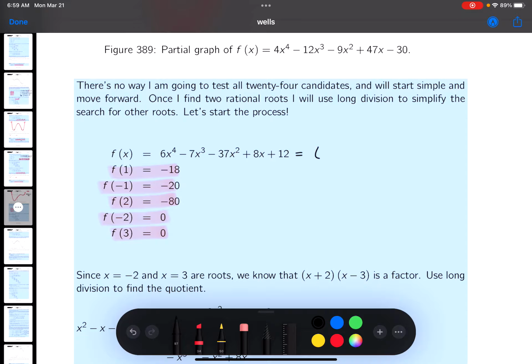What would you get over there? You would get x plus 2, and then you would get x minus 3. And that is coming from these 2 over here. What's left over? Well, you're going to get 6x squared. And then the end, what do you get? Well, 2 times minus 3 is minus 6. I need 12, so that's going to be minus 2. What I don't know is the middle term.